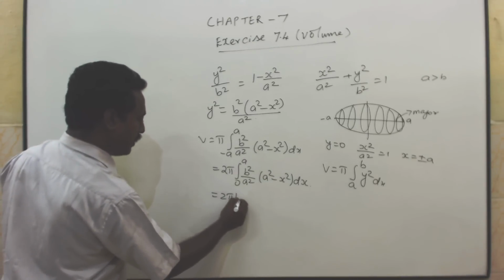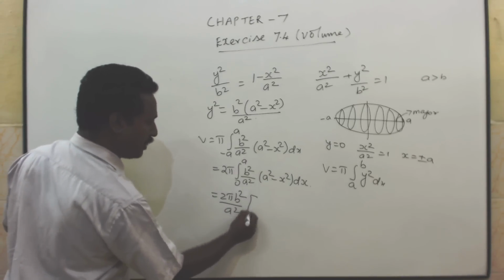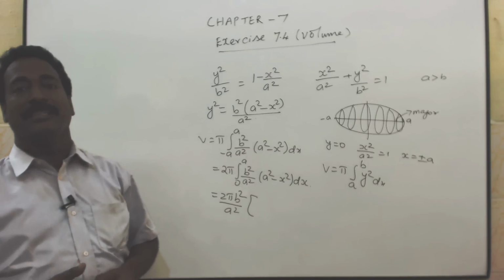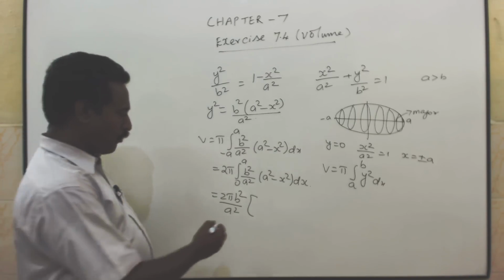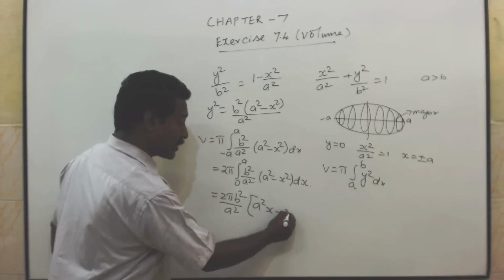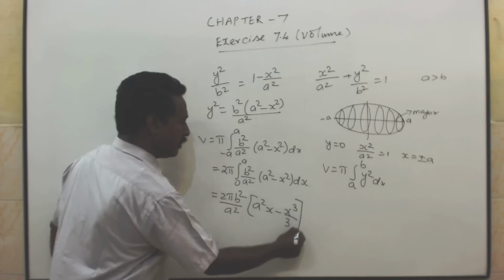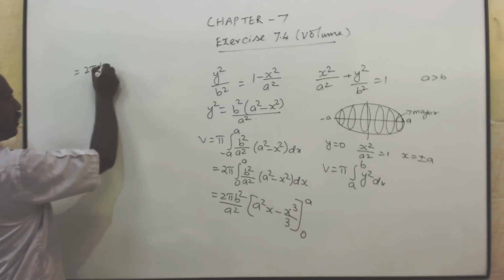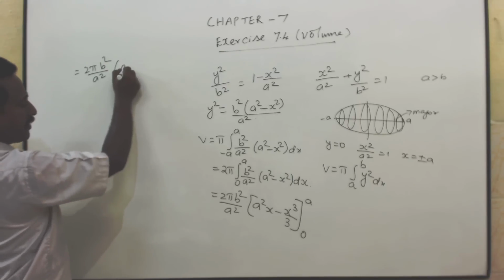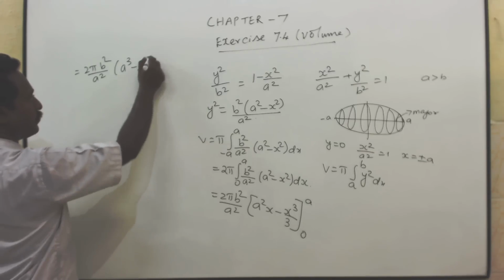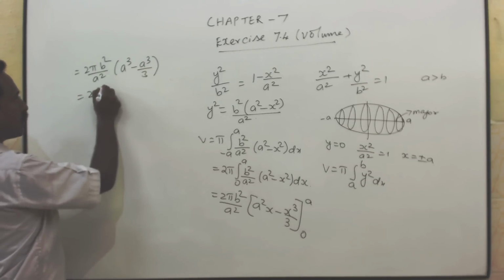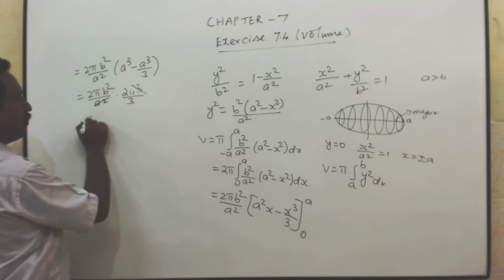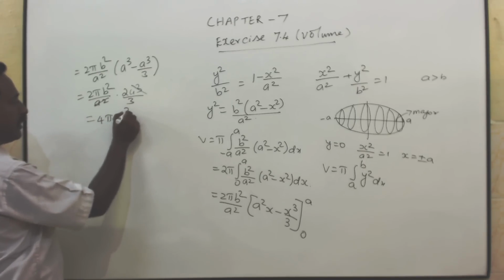2 pi b square by a square, integration of a square is a cube by 3. A square is a constant, integration of k is kx. Therefore, a square x. X square integration is x cube by 3. Limit 0 to a. That is 2 pi b square by a square, a cube minus a cube by 3. That is 2 pi b square by a square, that is 2a cube by 3, a square cancel, 4 pi a b square by 3.